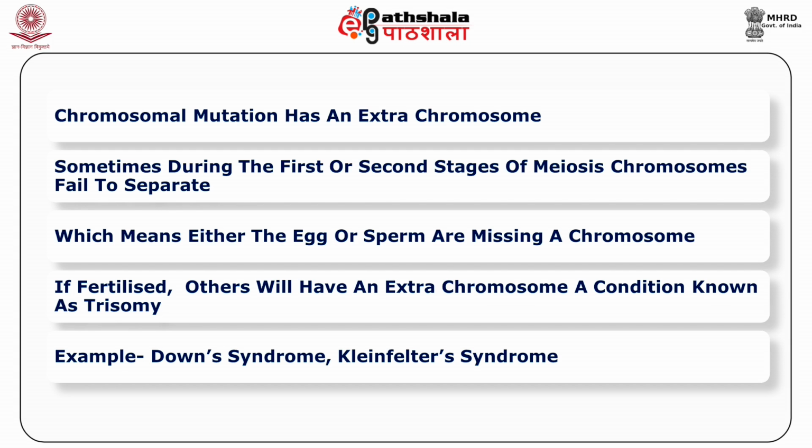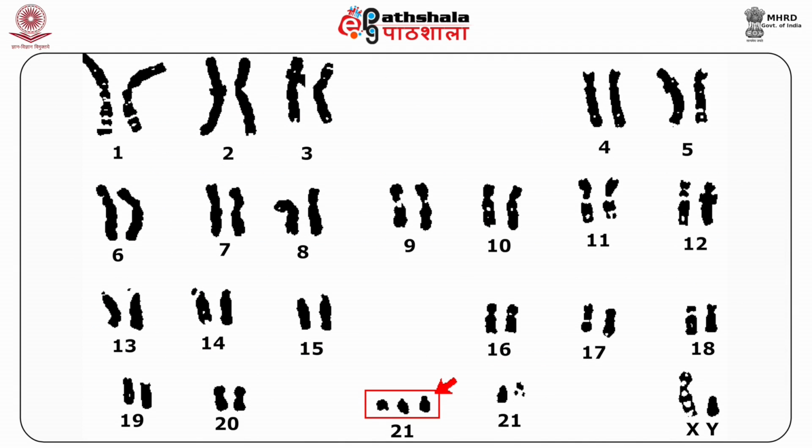Sometimes during the first or second stages of meiosis, chromosomes fail to separate, which means either the egg or sperm is missing a chromosome. If fertilized, the others will have an extra chromosome, that is, will have three copies, a condition known as trisomy. Examples are Down syndrome and Klinefelter syndrome. In Down syndrome, chromosome number 21 has 3 copies, which is abnormal.